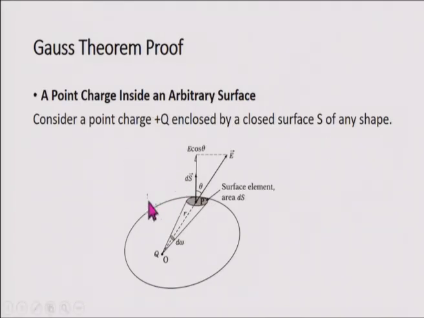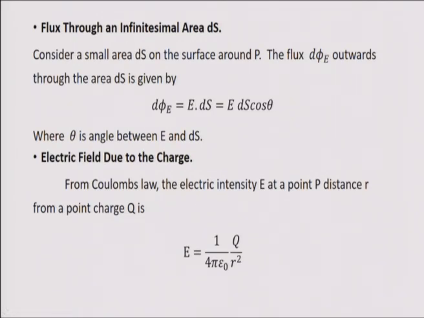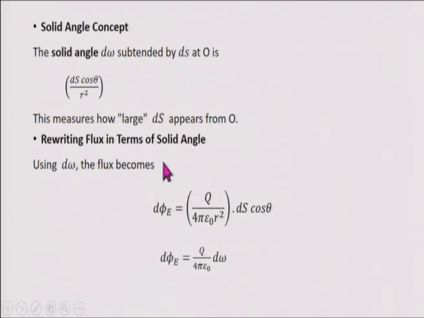Here we have taken an arbitrary surface, and in it a smaller area ds. For that we will calculate the flux and then apply it to the entire surface. The flux through that small area is d phi equals E ds cos theta, and taking the electric field due to a charge as 1 by 4 pi epsilon naught times q by r square, we get d phi E equals q by 4 pi epsilon naught d omega. Here d omega is the solid angle.